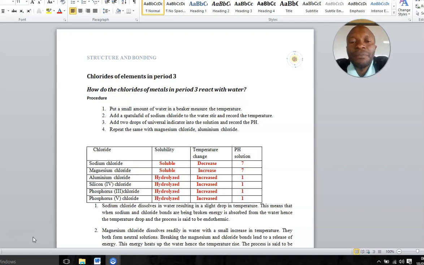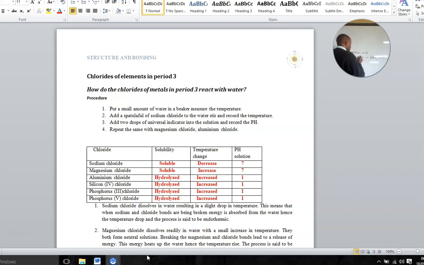So for solubility, you're going to talk about hydrolysis. It hydrolyzes. It undergoes hydrolysis. That means that aluminium chloride now reacts with the water, which is liquid in state. You end up with formation of aluminium hydroxide and HCl.